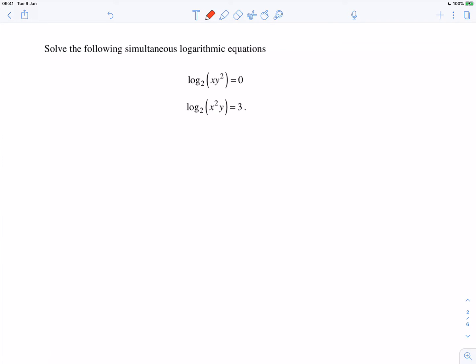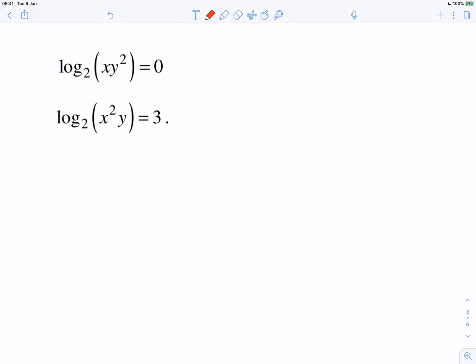Okay, so what have we got here? Well, log base 2 of xy squared equals 0 means 2 to the 0 equals this. That's how logs work. And 2 to the 0 is 1, so that's saying x times y squared equals 1. Next up, 2 to the 3 is this thing, which means x squared y equals 8. Okay, right, multiple things going on here.